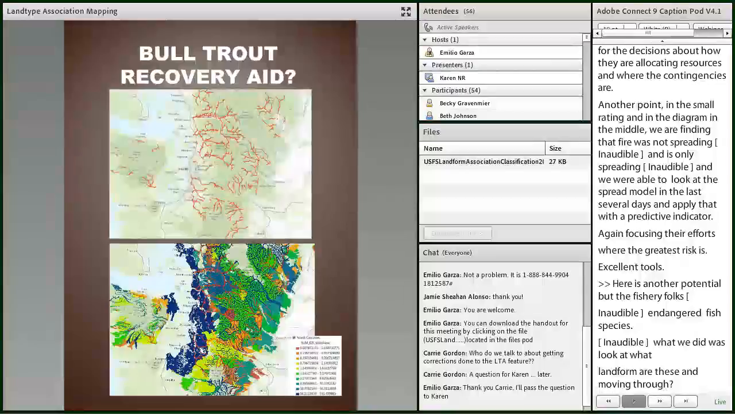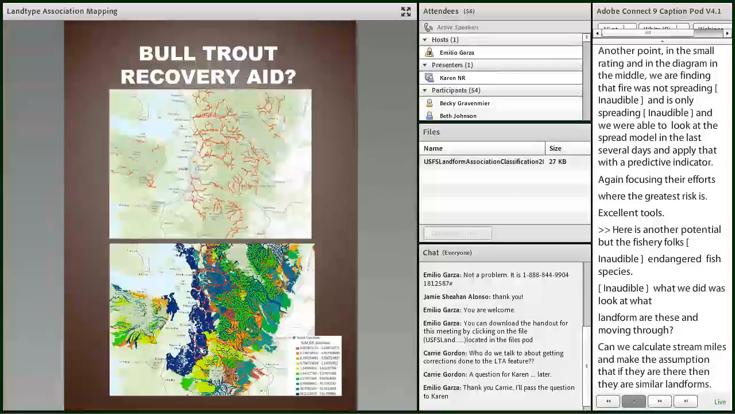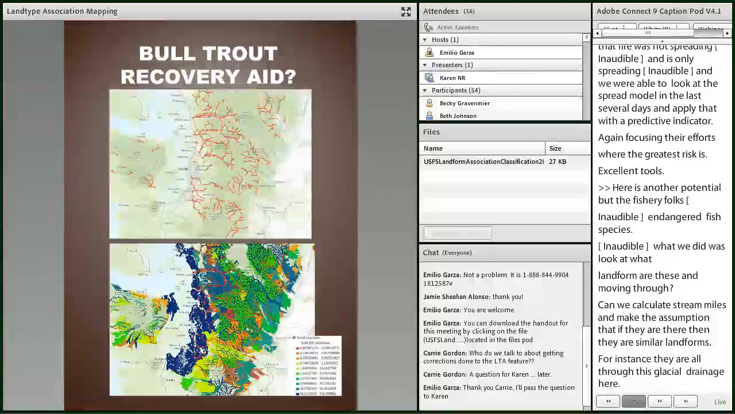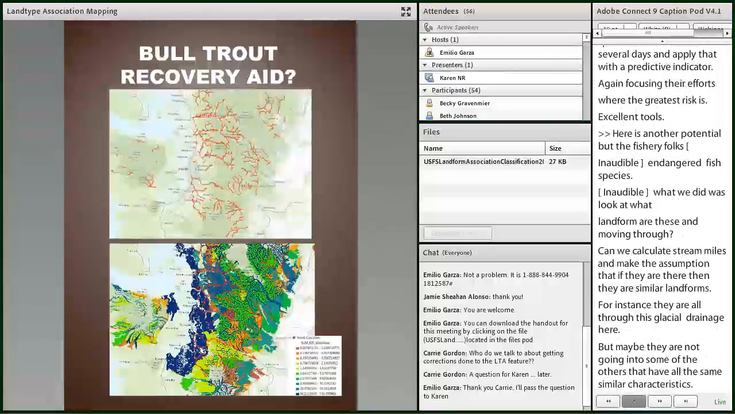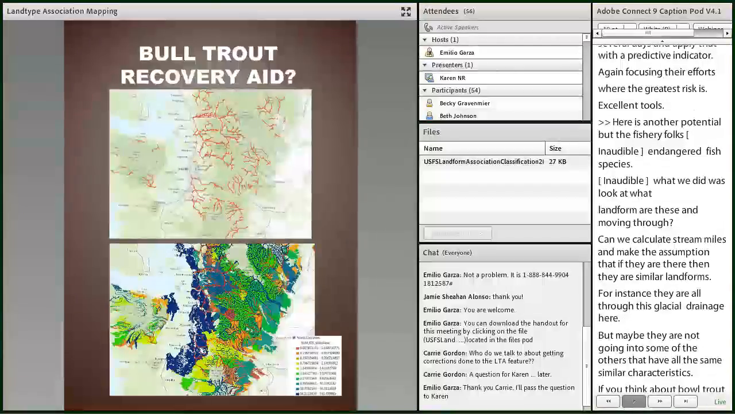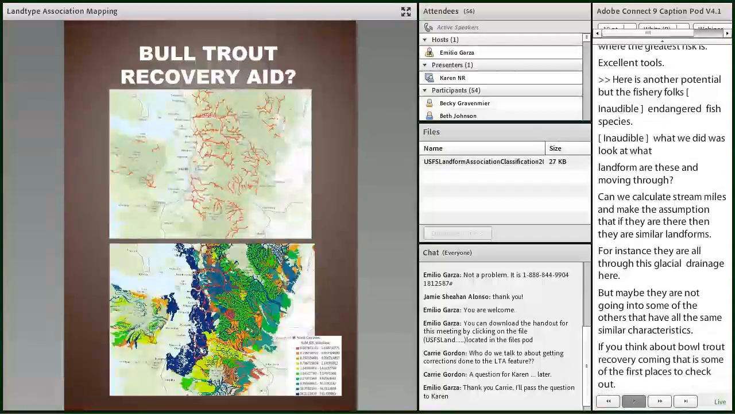So for instance, they're all through this glacial drainage here, but maybe they're not going into some of the others that have all the same similar characteristics. So if you're thinking about bull trout recovery, those would be some of the first places to check out. Maybe it's blocked, maybe there are some human or natural reasons that bull trout are not getting up into these areas, like up Okanagan over here.